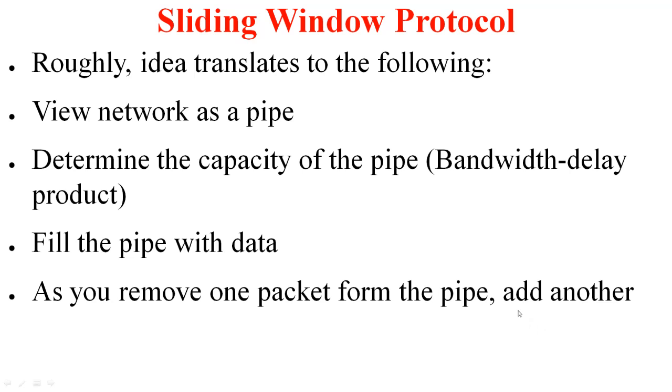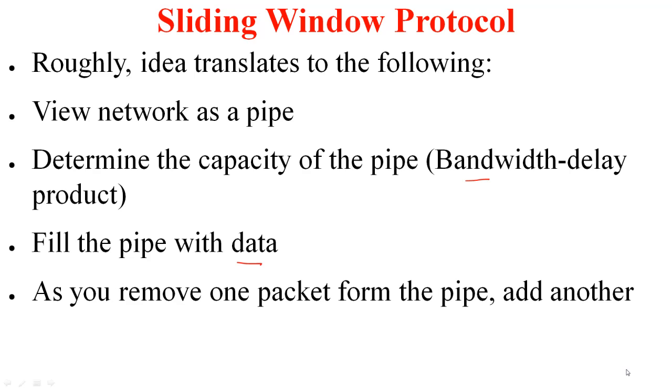Since we are making use of the sliding window protocol to send data, let's spend a little bit of time understanding what this protocol does. So this is a quick summary. In sliding window protocol, we use the network as a pipe and you determine the capacity of this pipe, which is basically the bandwidth delay product. And then you're going to fill up this pipe with this data. This is what we call steady state or equilibrium.